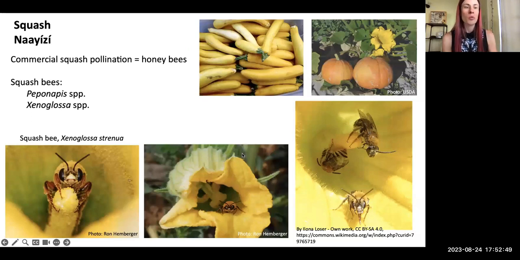Next, squash. So squash is bee pollinated. And commercially, honeybees are used, but they're probably not the most effective pollinator. We actually have some native squash bees that have a really neat relationship with squash. So there's some photos of them here. I think they're pretty cute, but they're really good for squash pollinating, and a variety of species of squash with a variety of species of squash bees. So, oh yeah, Xenoglossa. I really like Xenoglossa bees. They're really neat.